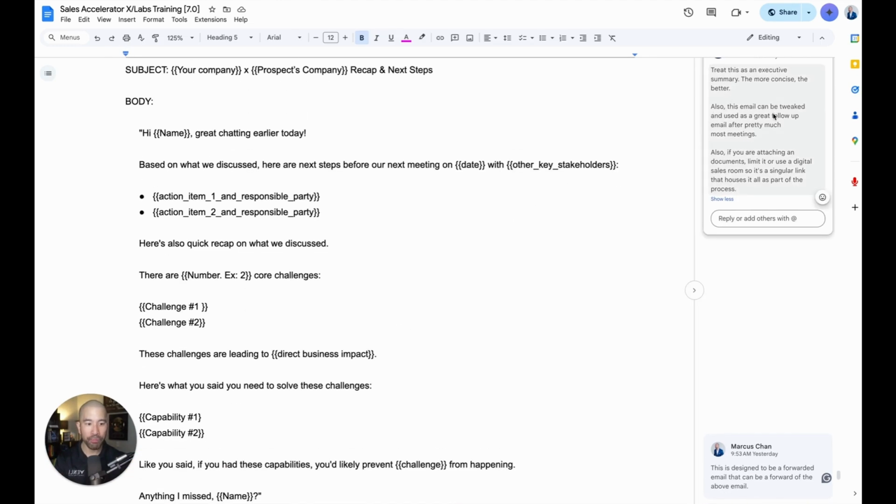Also, this whole email can be tweaked and used as a great follow-up email after pretty much most meetings. After every meeting you have with them, you always want to help recap with them. In fact, I use a variation of the same thing even for client meetings, because we're working on building something out together, like maybe a GTM playbook, and there's always action items and next steps, and I do the same thing. It helps keep everyone aligned and on the same page. Also, if you're attaching any type of documents, you want to limit it, or use a digital sales room, a singular link that houses all parts of the process, which is very valuable.